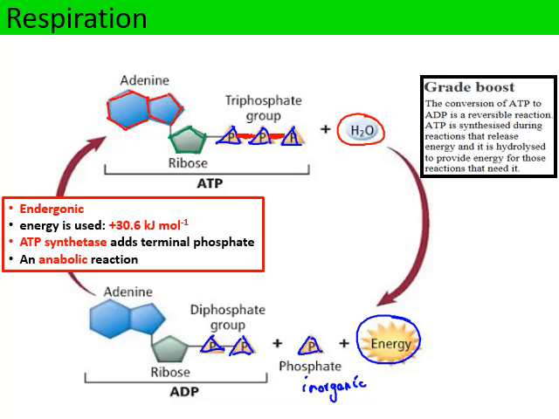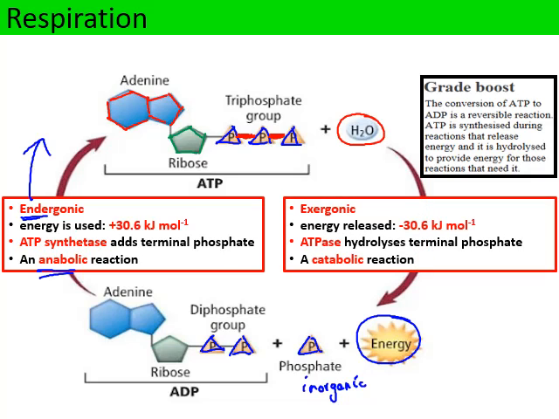Now that reaction going this way requires an input of 30.6 kilojoules per mole of energy to form the high energy bond that links the terminal inorganic phosphate with ADP. So we call that endergonic. And we know that's an anabolic reaction because it's making a more complex product, which is the ATP.